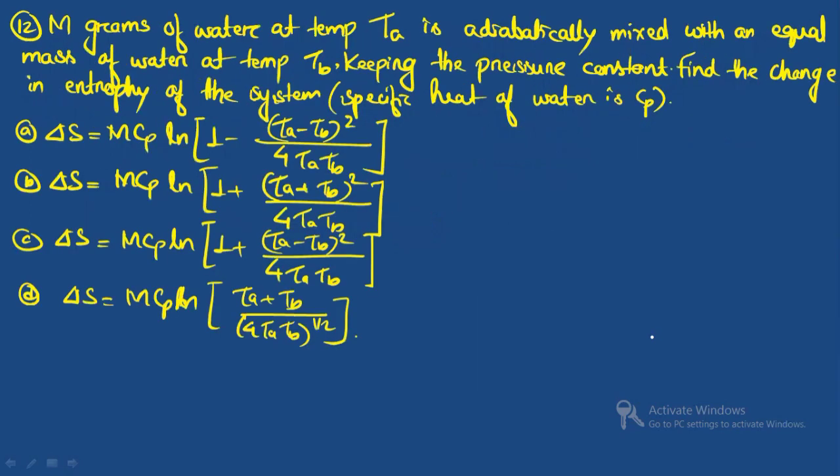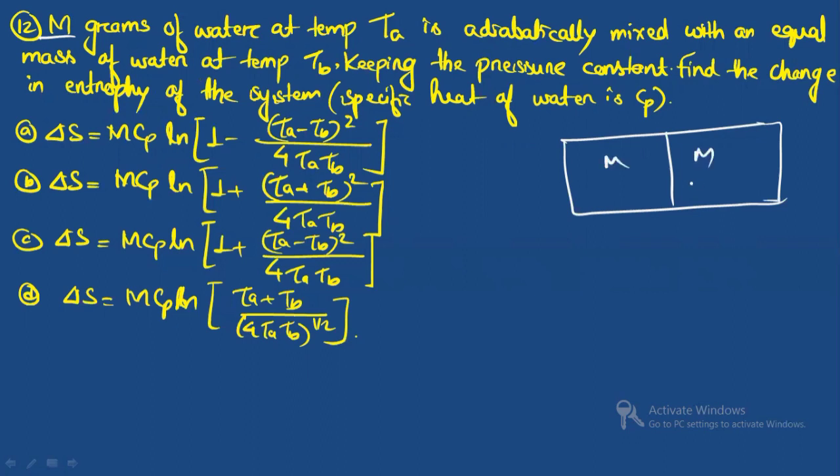Okay. Next you see, here it is said m grams of water at temperature Ta is adiabatically mixed with an equal mass of water at temperature Tb, keeping the pressure constant. Find the change in entropy of the system. Specific heat of water is Cp. So you are having m grams of water at a temperature Ta. If I consider, here, this is also m gram. This is at a temperature Ta, this is at a temperature Tb. So here it is said, you are keeping the pressure constant. Pressure is kept constant.